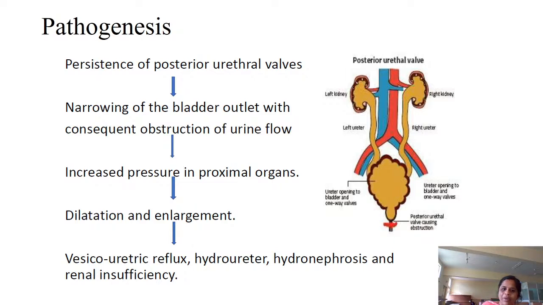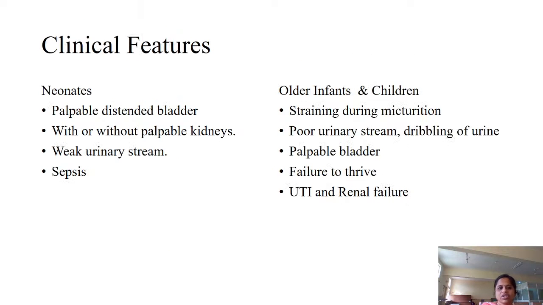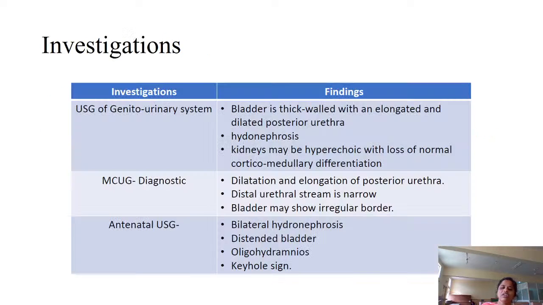So what happens? Narrowing of the bladder outlet. Yes, the bladder outlet is narrow, with consequent obstruction of the urinary flow. There is going to be, obviously, increased pressure in the proximal organs, dilatation and enlargement. There is going to be VUR, vesicoureteric reflux, hydroureter, hydronephrosis, and renal insufficiency. Neonates present classically with a palpable distended bladder, a very weak urinary stream or very little or nil urine output, with or without palpable kidneys, and sepsis. In older infants and children, they might present with straining during micturition, poor urinary stream or dribbling of urine, palpable bladder, failure to thrive, UTI, and renal failure.